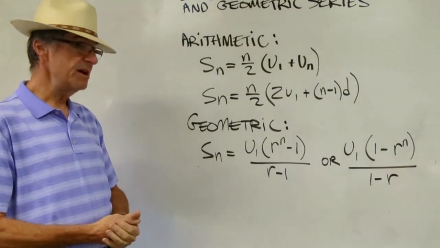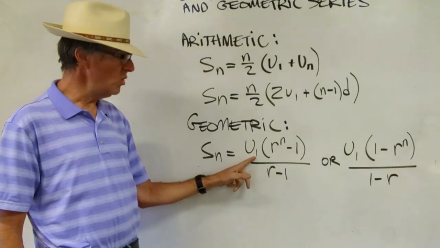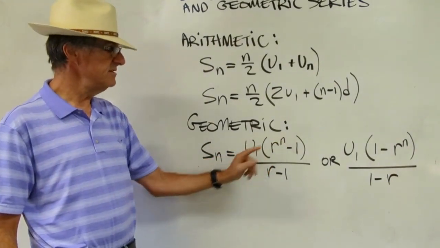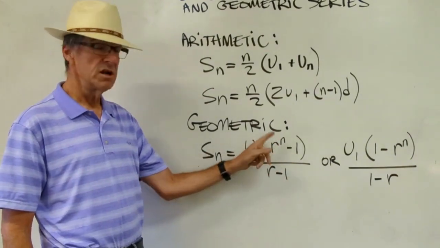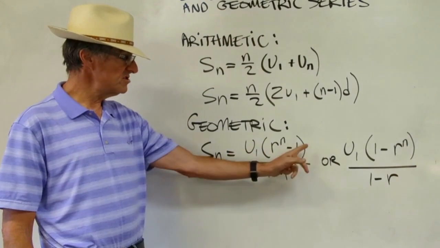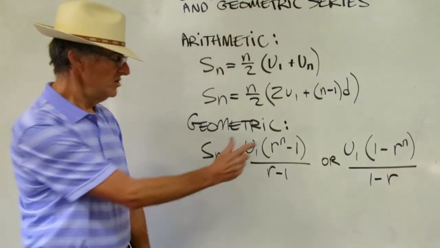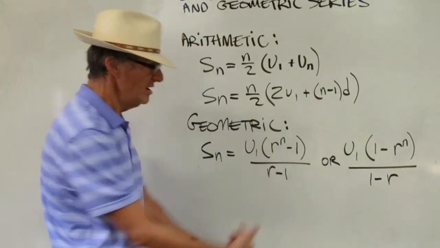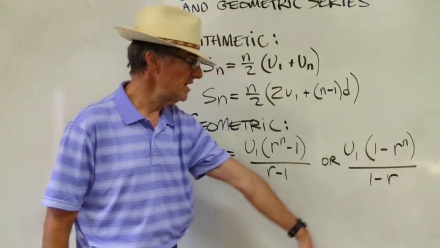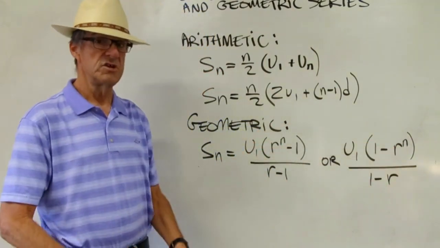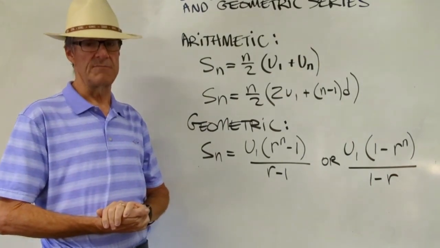Now let's take a look at geometric, a little different. Now we have Sn equals the first term, u1, times r to the n, and then subtract 1. So it's not r to the n minus 1, it's r to the n, subtract 1. So that term is on top of just simply r minus 1. Now this is kind of interesting. You can just switch these 2 terms here to get the second formula. So this one is just u1 times 1 minus r to the n over 1 minus r. So you have a couple options to use for each type of series that you want to sum up.